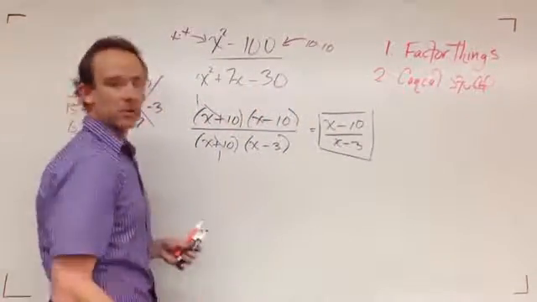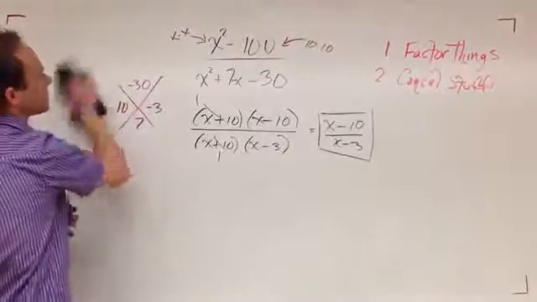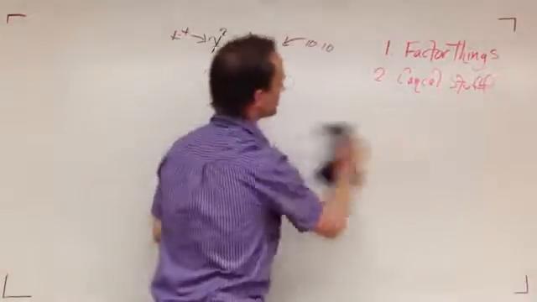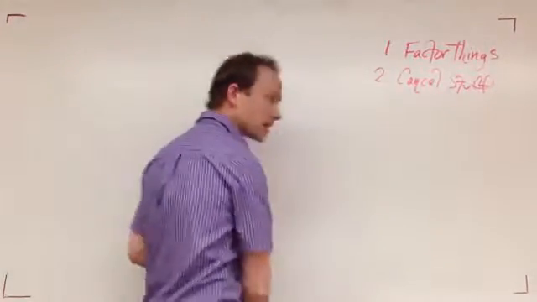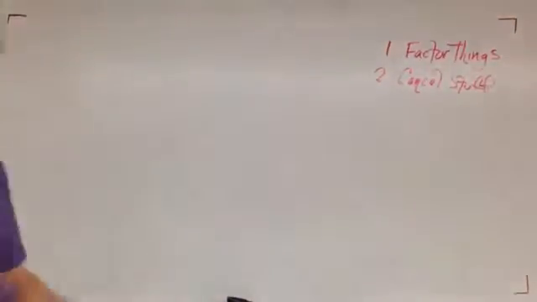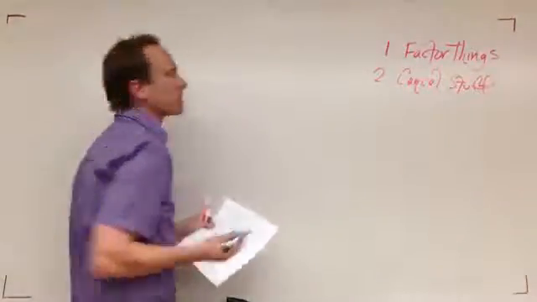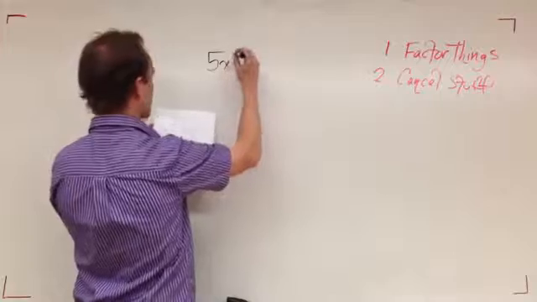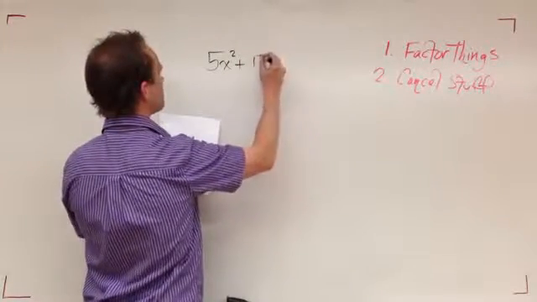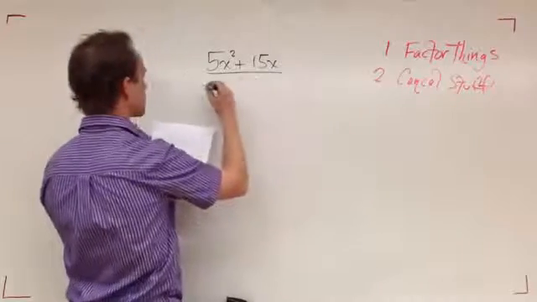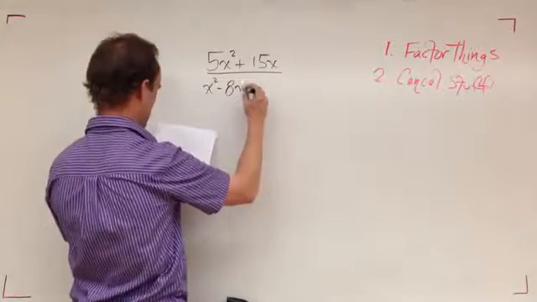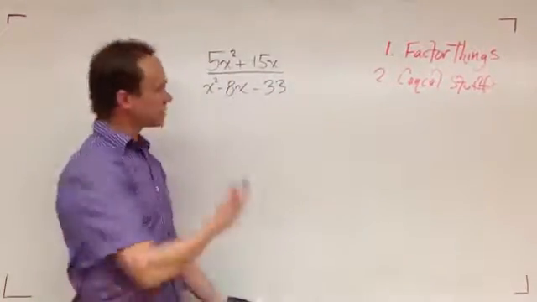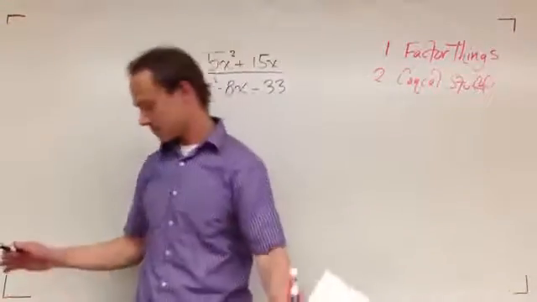All right. Last problem. I mean, maybe it's right, maybe it's not, there's no excluded values in there, but it's the simplified version. All right, last one. Here's the money. Let's start right now. Let's go with 5x squared plus 15x, all of that over x squared minus 8x minus 33. Pause the video, try your best, and then play the video, and I'm going to go over the solutions.